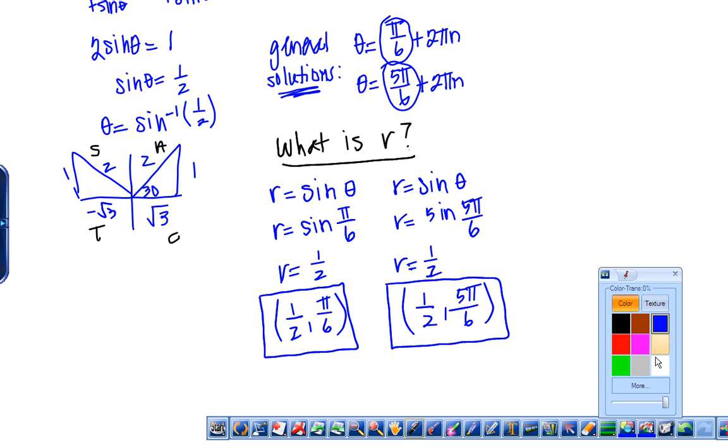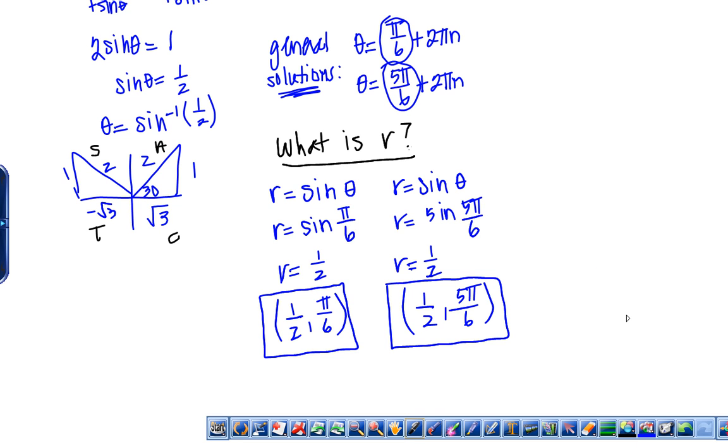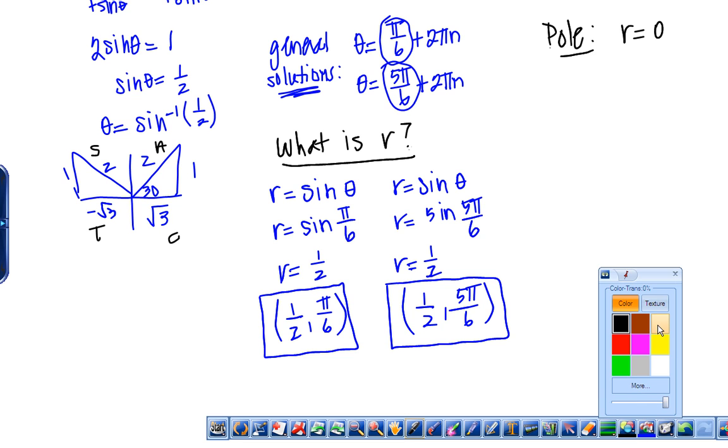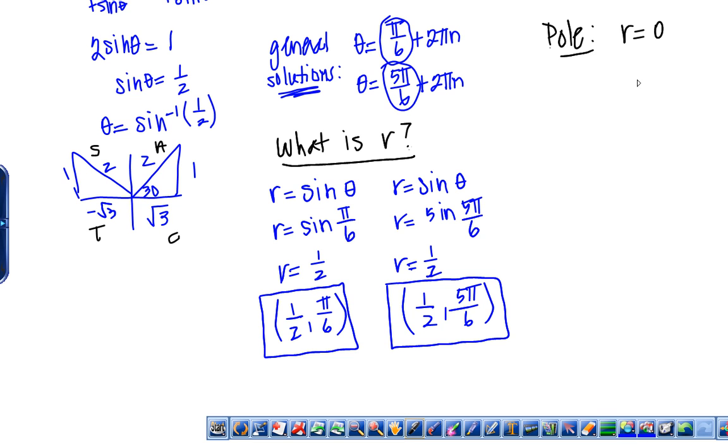All right, so now we need to check for the pole. Is the pole a solution? Now remember, the pole is your origin, so is the pole a solution? And remember how you do that is you say r is equal to 0. Okay, so I'm going to take my original equations, which are r is equal to sine theta, which is the one I just got through working with, and I'm going to put r is equal to 0. So 0 is equal to sine theta, and I'm going to solve for this.